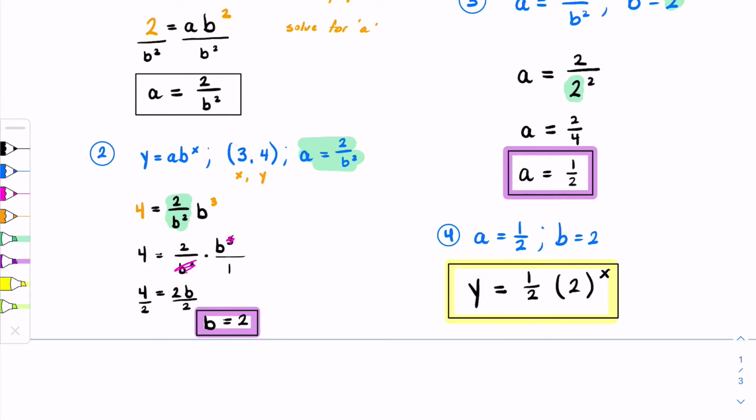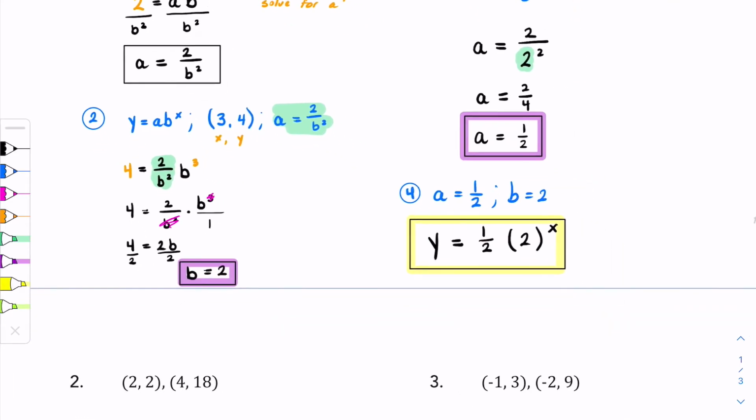So every one of these problems has something that's a little bit different about it. You might need to use negative exponents, you might need to take the square root or cube root of both sides, but this is the general form for solving.